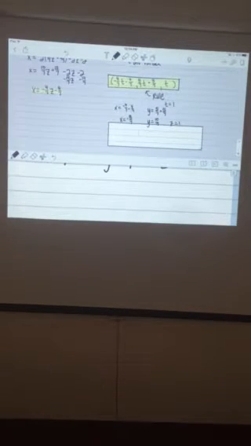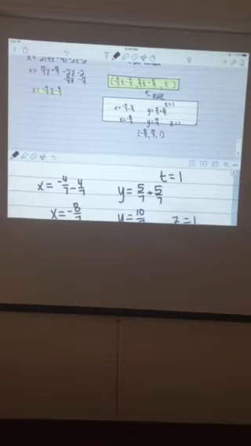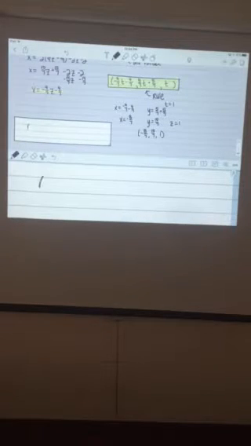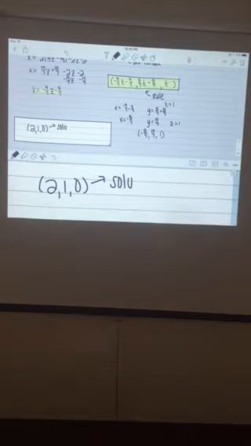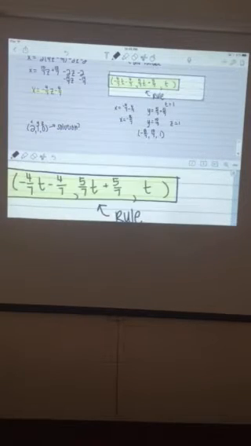So I can say that this ordered triplet is a solution to the system. Something that is not plugged in properly would not be a solution. So let's say I want to test if something is a solution. So let's try the point 2, 1, 0. Is it a solution? To test it, you have to know that this is x, y, z, and so we're letting t be 0.